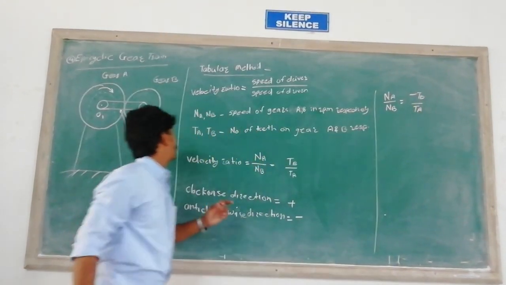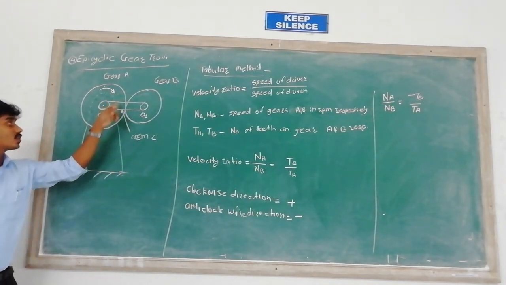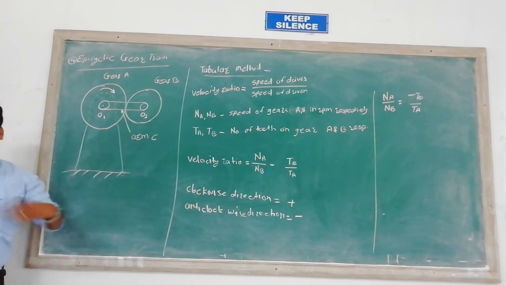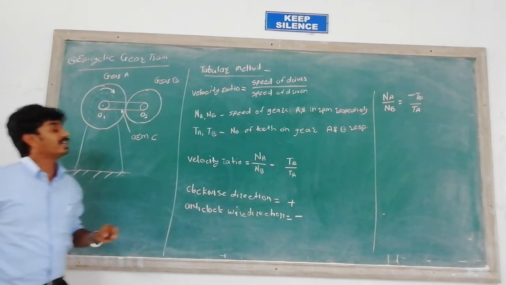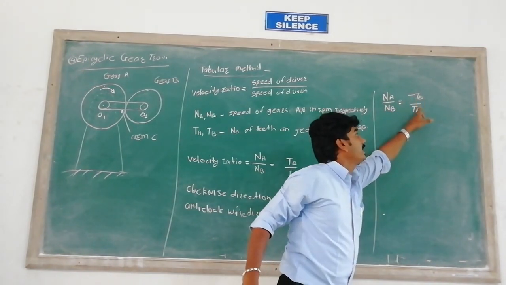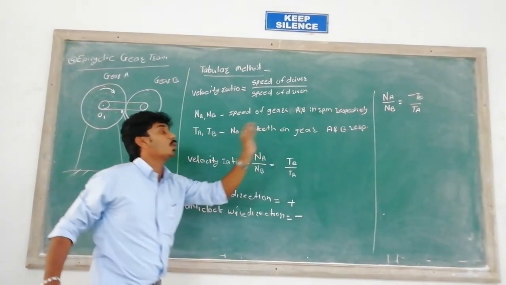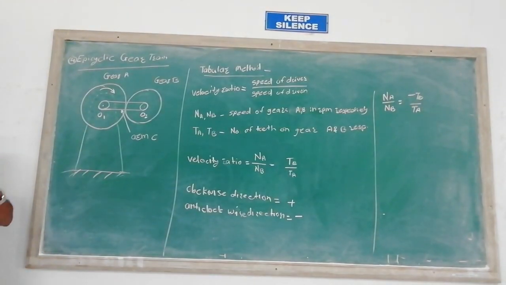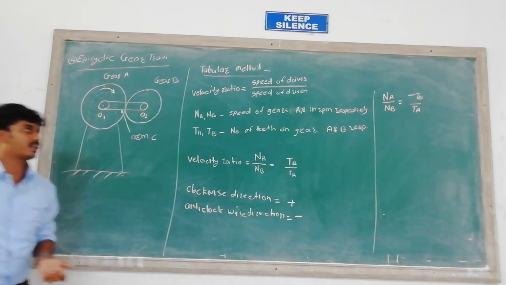Why is this? Because if gear A is rotating in a clockwise direction, then gear B will rotate in an anti-clockwise direction. That's why NA divided by NB is equal to minus TB divided by TA. It is not different, but the negative sign only indicates that gear B will rotate in an anti-clockwise direction. Okay. So suppose I give plus one revolution to gear A, then how much revolution will gear B make?